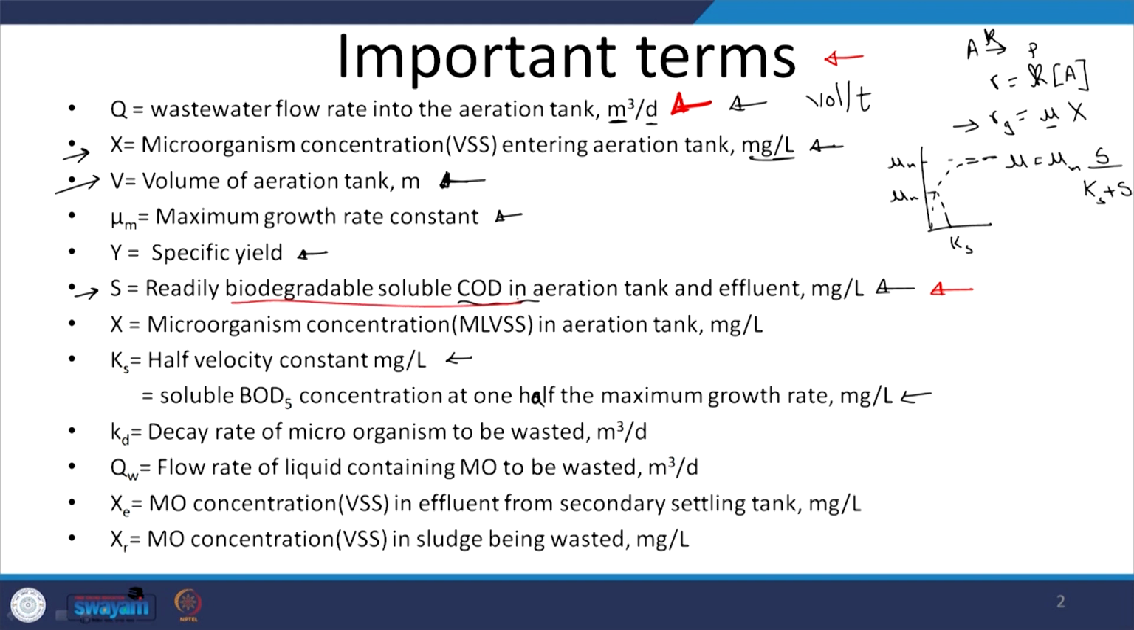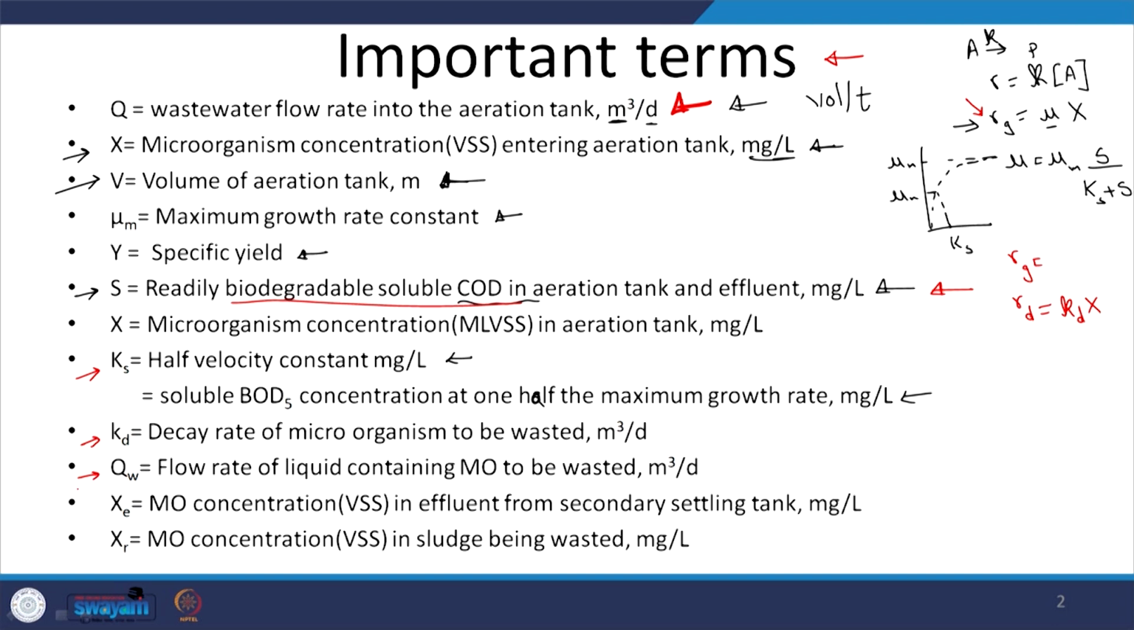And X we did look at, and Ks we just looked at. Kd, for example: we know the rate of growth of microbes, we just looked at that. Then there is the rate of decay, either due to death or due to predation or such. That will depend upon its own rate constant Kd, the decay rate for microorganisms, times X, right? Kd into X.